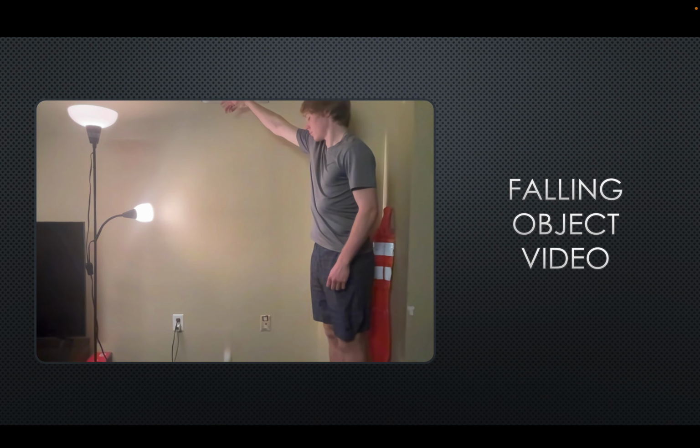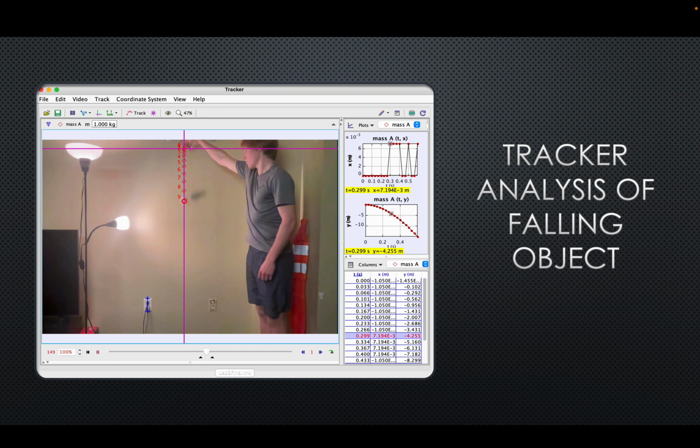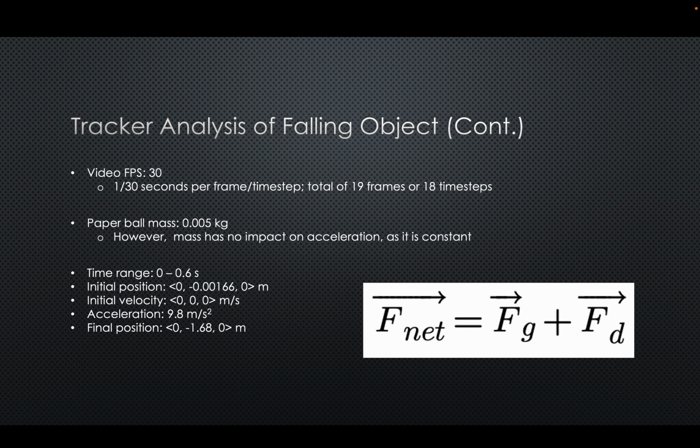Here's the video of the paper ball being dropped, relatively straight motion, and here's the tracker analysis of that falling object. And as you can see there, it followed the position as it dropped and created data points for position over time. In this case, when I did the tracker analysis, the video frames per second was 30, so every single time step was a 30th of a second.